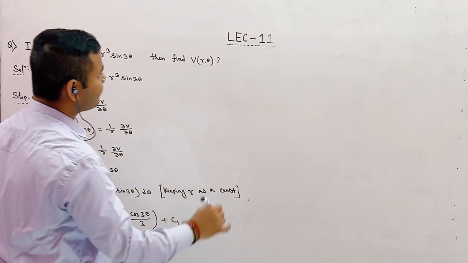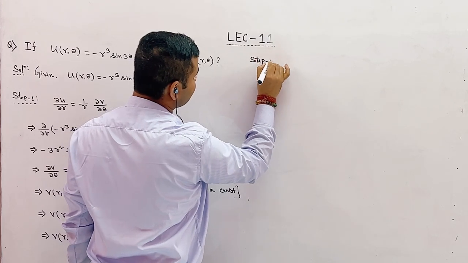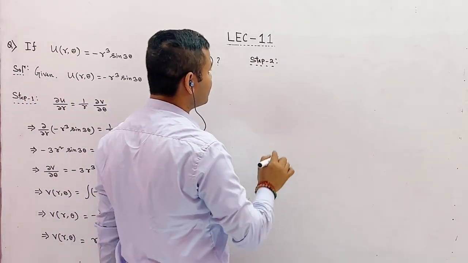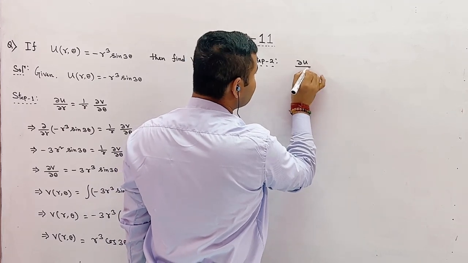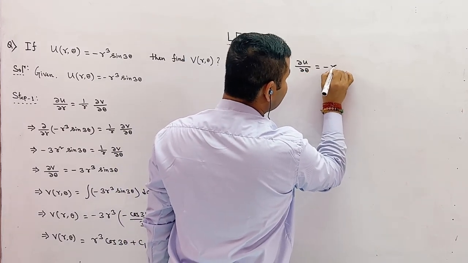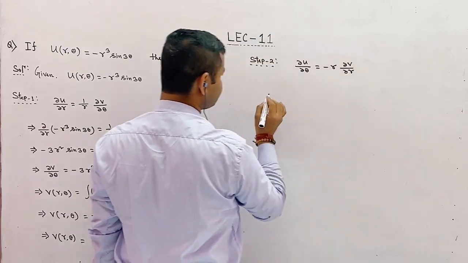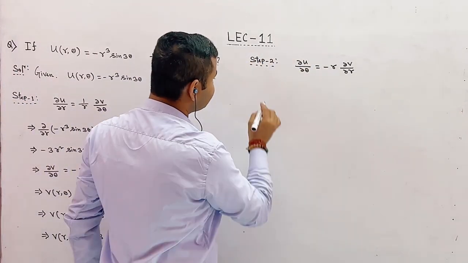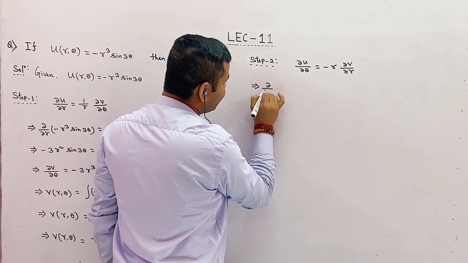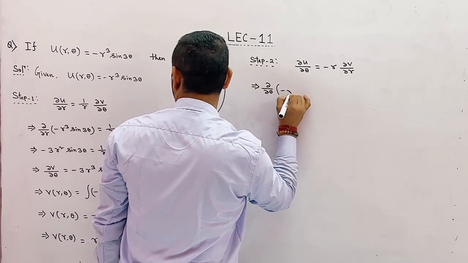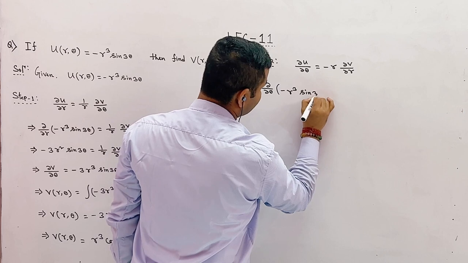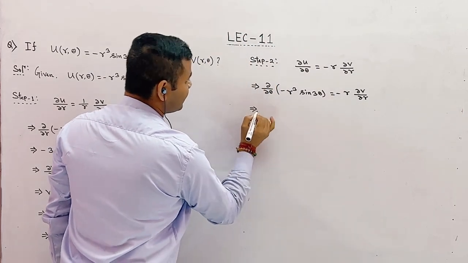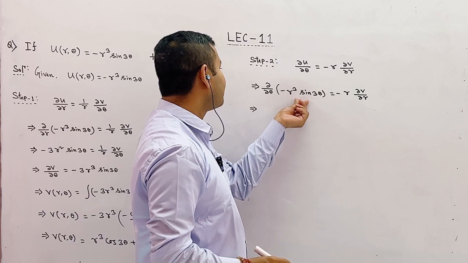Now, let us move to step number 2. Let us write the second CR equation in polar form, which is del u by del theta is equal to minus r del v by del r. Again, replace u by minus r cube sin theta cos theta in this equation. So, we will get del by del theta of minus r cube sin theta cos theta is equal to minus r del v by del r. Next, differentiate this term partially with respect to theta.